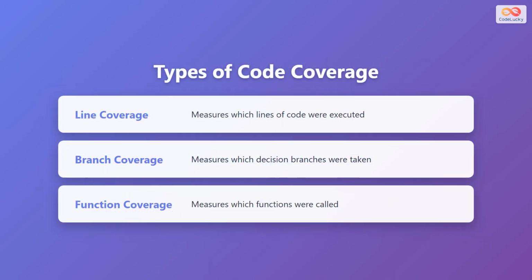There are three main types of code coverage you should understand. Line coverage measures which individual lines of code were executed during your tests. Branch coverage measures which decision branches were taken, such as the true and false paths of if statements. And function coverage measures which functions were actually called. Each type provides different insights into your testing completeness. Pester primarily focuses on line coverage, which is often the most practical metric for PowerShell development.